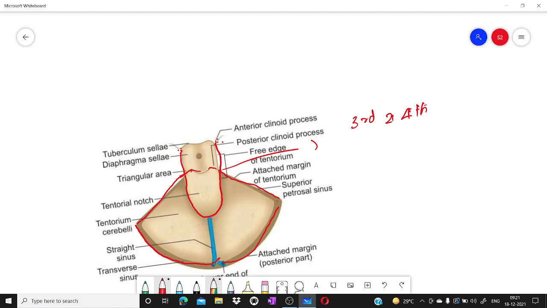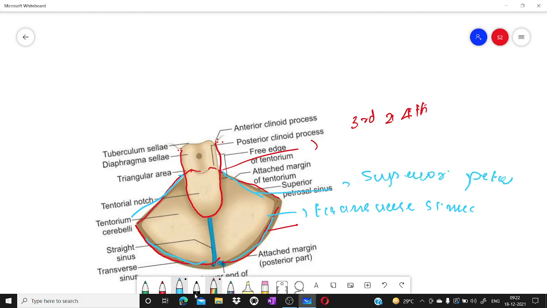Now we can see the sinuses which are related here along the line of attachment to the transverse sulcus. On either side, you can see the transverse sinus which is related here, and along the line of attachment to the petrous temporal bone, on either side, you have the superior petrosal sinus, and on the superior surface along the line of attachment to the falx cerebri in the median plane, you have the straight sinus. And next picture.